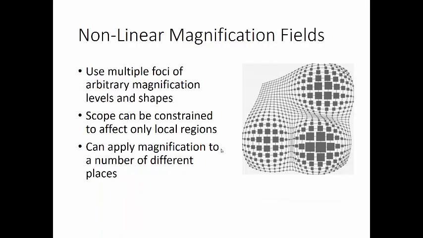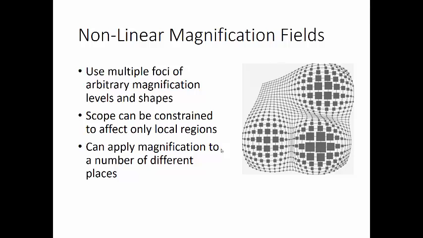Another technique is nonlinear magnification fields. Again, you're using multiple foci of arbitrary magnification levels and shapes, and the scope can be constrained to affect only local regions. You can apply magnifications to a number of different places. And the picture here is of a general framework that calculates the magnification and minimization fields needed to achieve the desired transformation of the image.